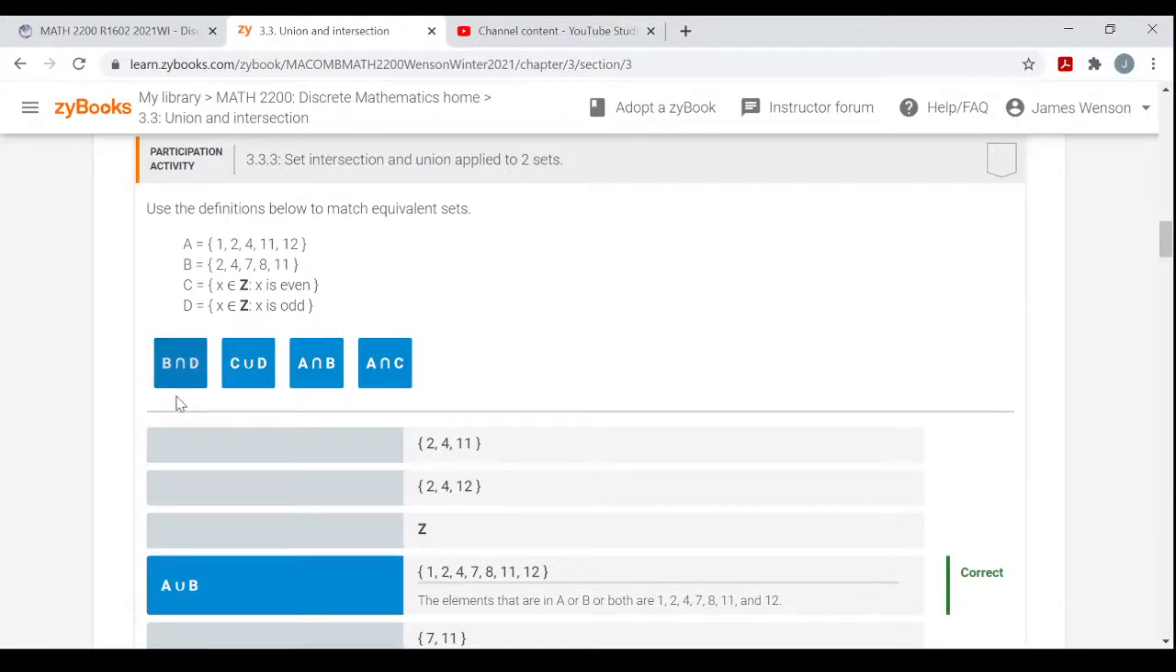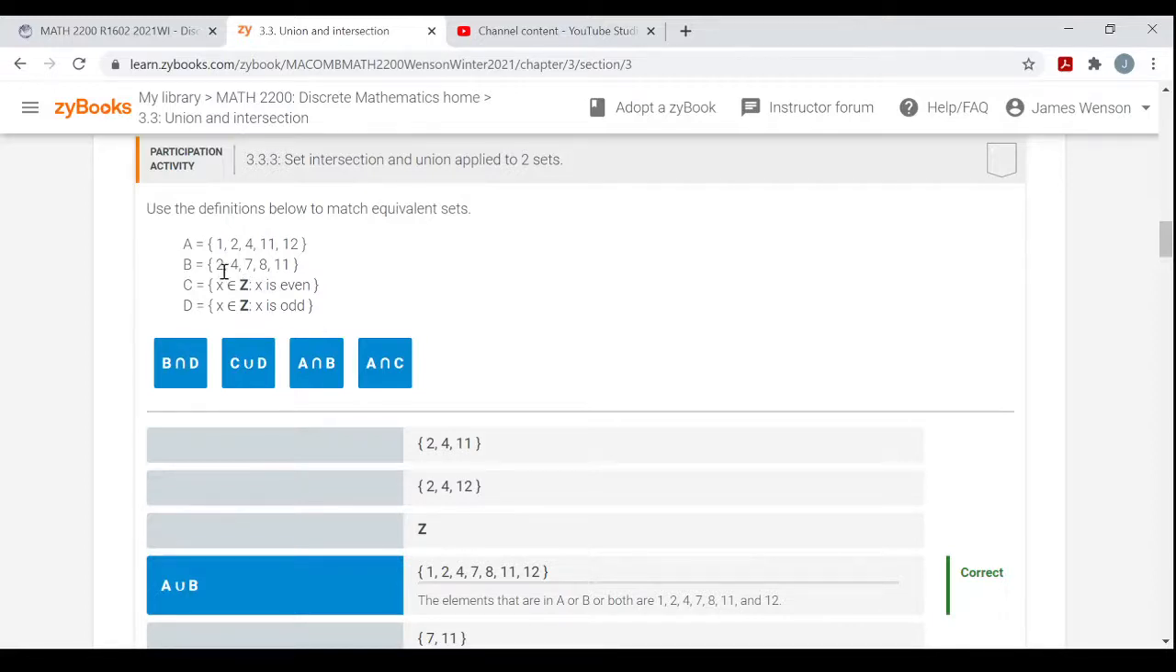How about B intersect D? That's the upside down U. This is like and. What are the elements in both B and D at the same time? So the elements of B are 2, 4, 7, 8, 11, and D is all the odd integers. So if I'm in B and D, we're basically looking for what odd integers they share, right? What are the odd integers that are in both?